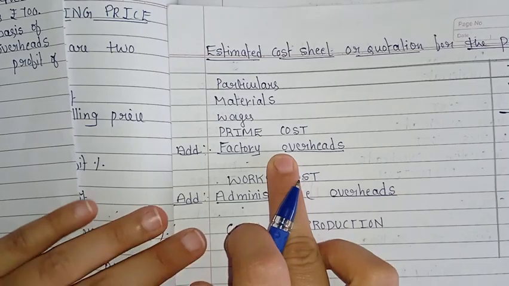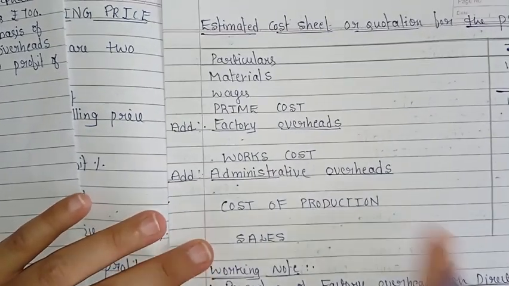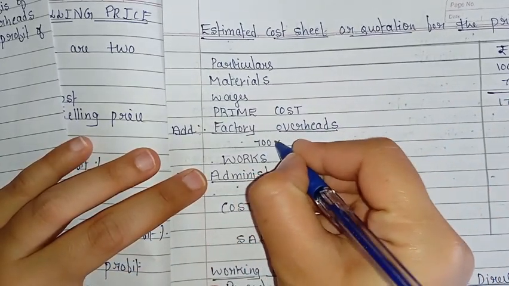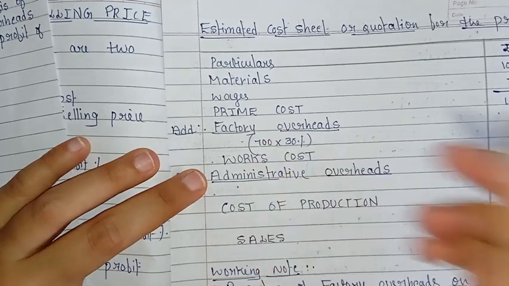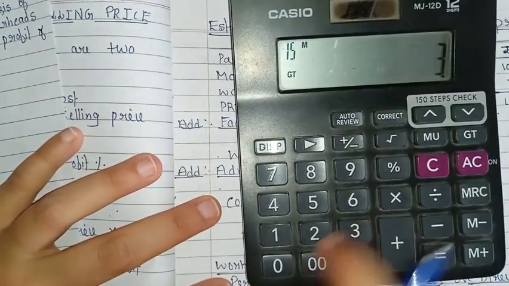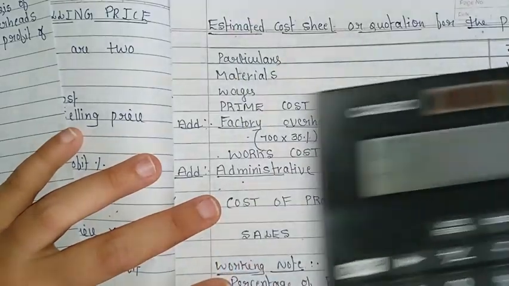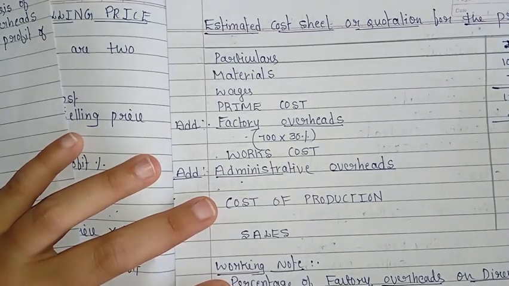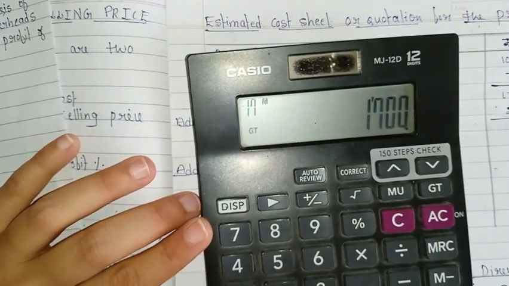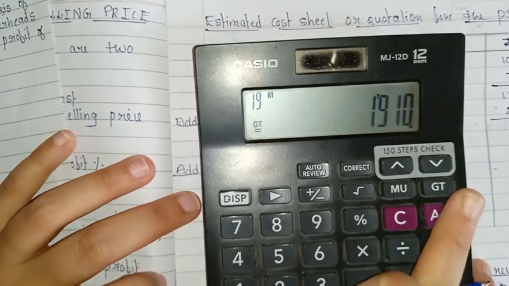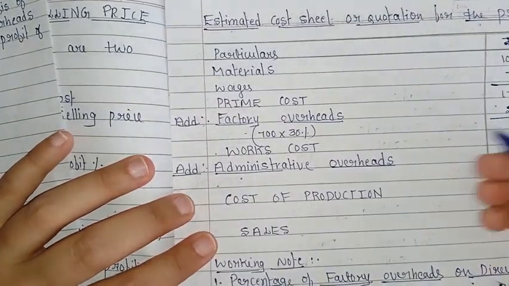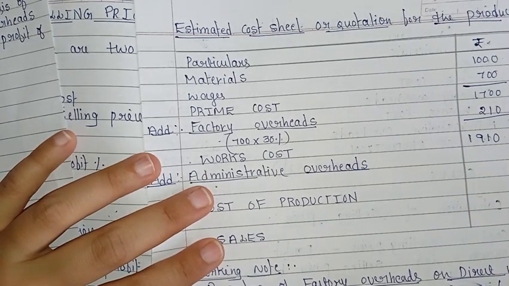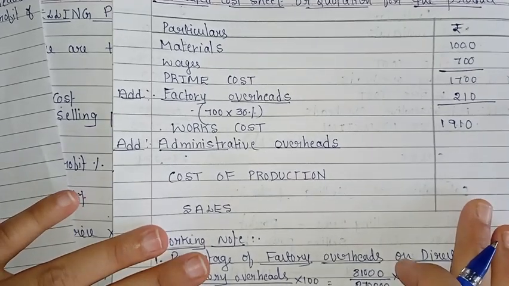So now see the factory overheads on the basis of direct wages. Here direct wages how much? 700. 700 into 30 divided by 100, that is equals to 210. Then we will arrive at works cost: 1,700 plus 210 equals to 1,910. Write down 1,910. That is our works cost or factory cost.